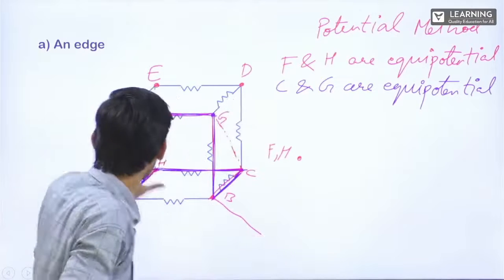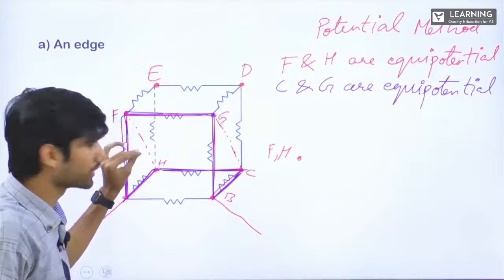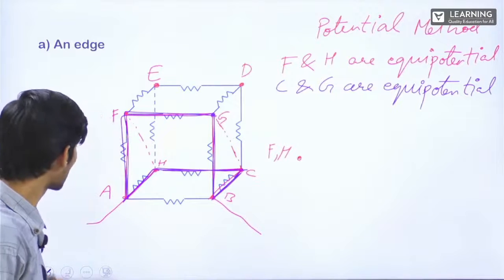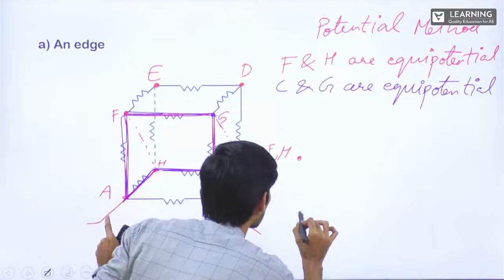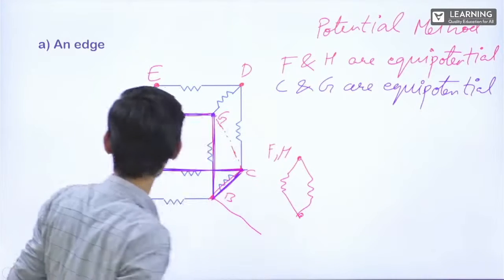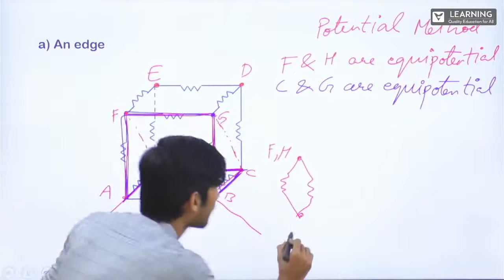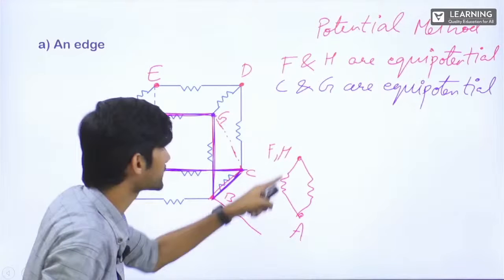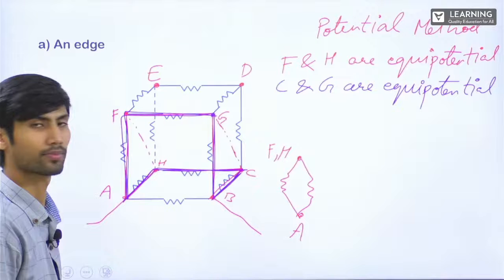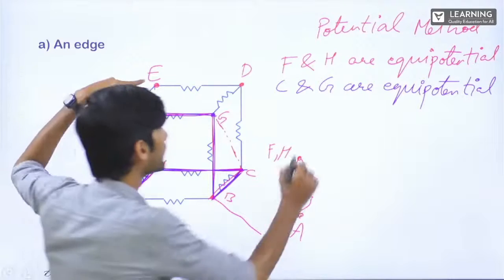See, if I join F and H, these two will come in parallel. This means from point A, one resistor is connected to F, and from A only, one resistor is connected to H. The same will happen with point E also.